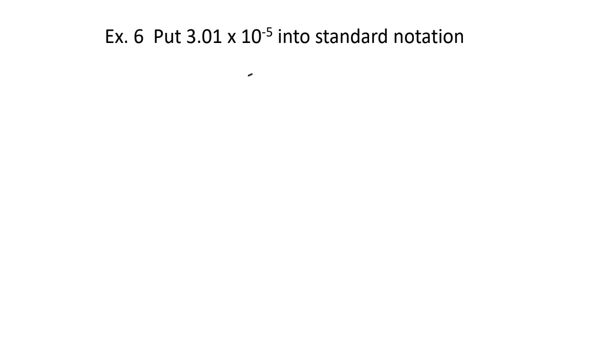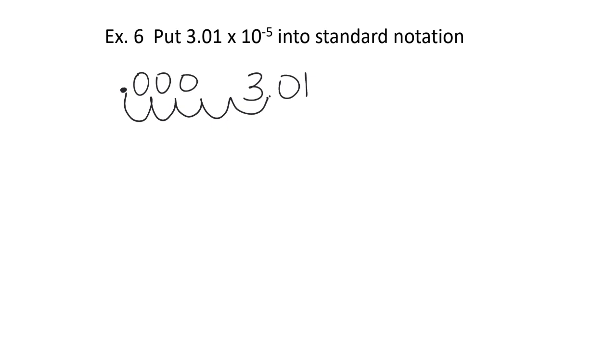So if we have 3.01, if it's negative, we're moving to the left. So we're going to go 5 places to the left, 1, 2, 3, 4, 5, and put our decimal there, and then fill in the blank with zeros. Now, this is fine if there's 5. If there's more than that, you might get kind of confused of how many spaces you're going.